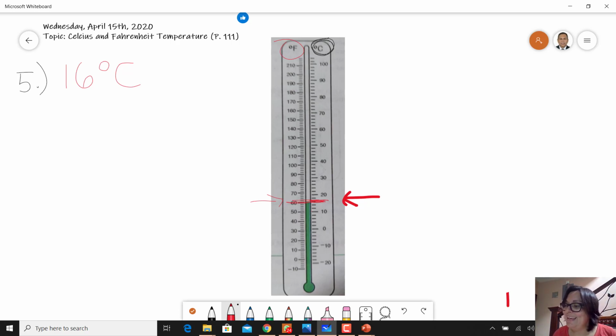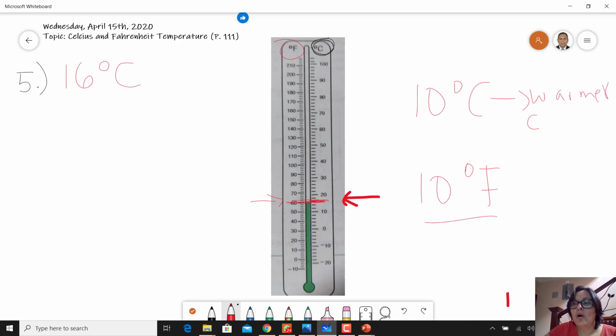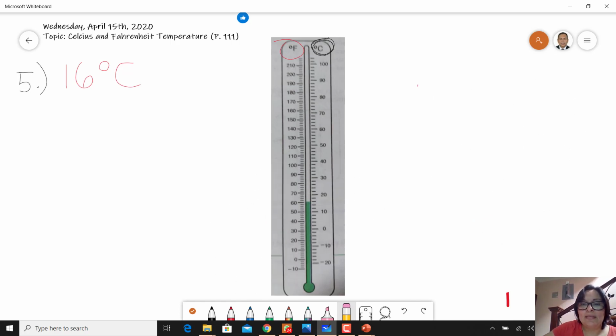Number 7, is 10 Celsius degrees warmer or colder than 10 Fahrenheit degrees? 10 Fahrenheit degrees. Which one? This one is warmer than this or colder than this? What do you have to do? Look them in the thermometer. 10 Celsius degrees, 10 Fahrenheit degrees. So where do you have?